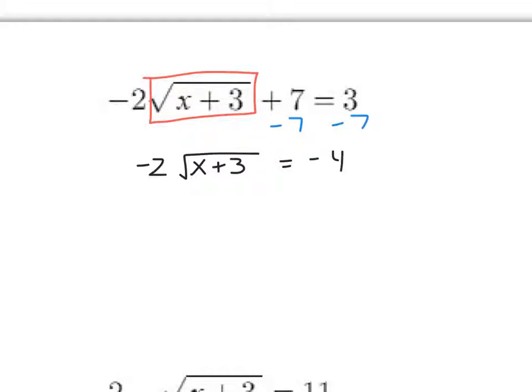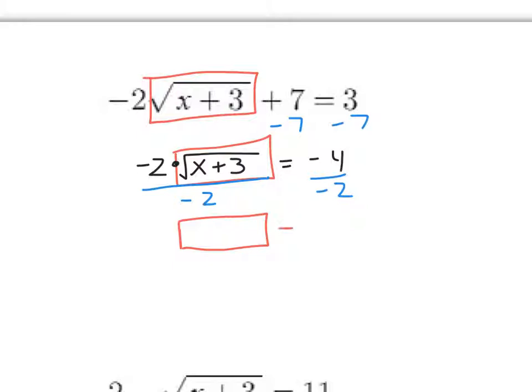So my first step here, minus 7. Just negative 4. How do I get rid of the negative 2? Careful here. I need to divide by negative 2. Don't tell me to add 2. It's being multiplied to that square root. So my blob equals positive 2, so I can keep going.